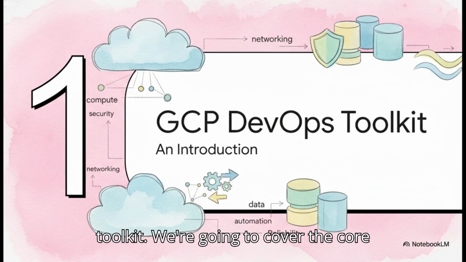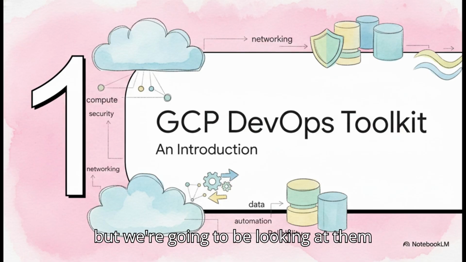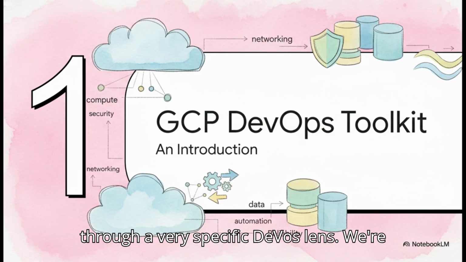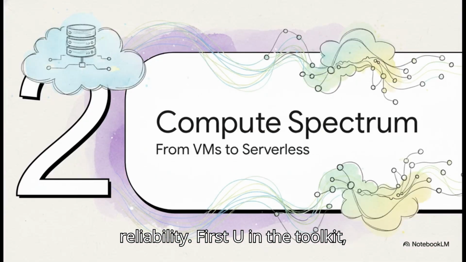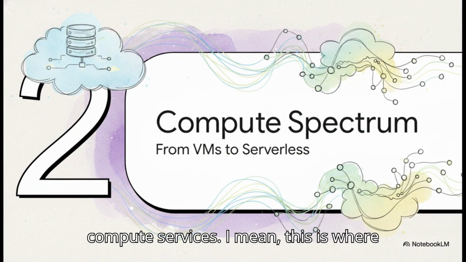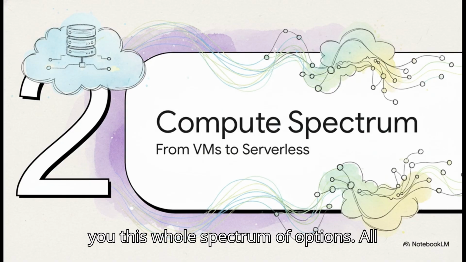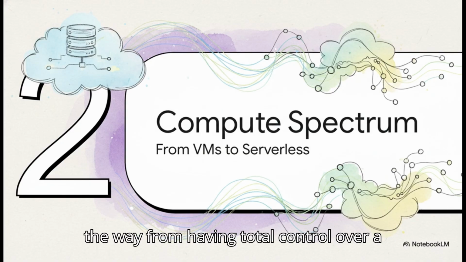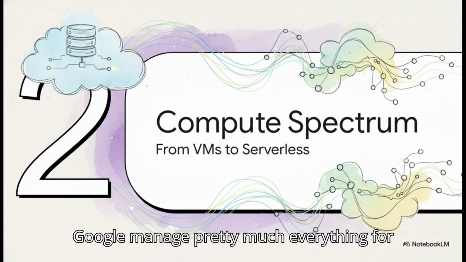We're going to cover the core tools for compute, networking, and data, but we're going to be looking at them through a very specific DevOps lens. We're talking security, automation, and reliability. First up in the toolkit, compute services. I mean, this is where your code actually runs. And GCP gives you this whole spectrum of options, all the way from having total control over a virtual machine to letting Google manage pretty much everything for you.